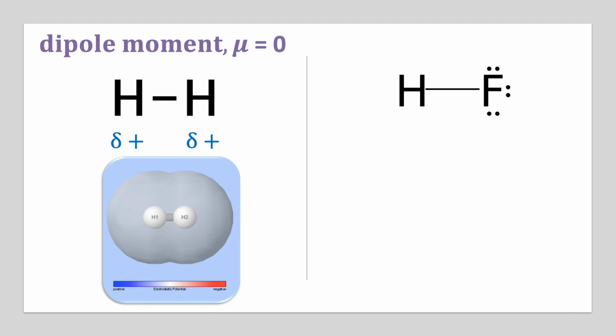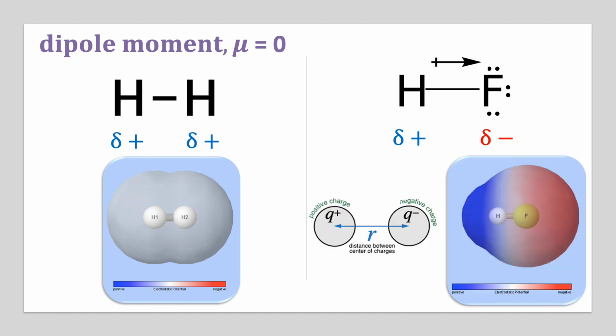For the HF molecule, because there is a separation of partial positive and negative charge on the molecule, the dipole moment can be calculated. From the electron density cloud picture, we can see that the magnitude of delta positive and negative can be multiplied by the distance between the centers of charge of the hydrogen and fluorine atoms. Hence, the dipole moment is not equal to 0. In conclusion, mu equals 0 when the molecule has a non-polar bond, but mu is not equal to 0 when the molecule has a polar bond. We can only calculate the dipole moment for a molecule with a polar covalent bond.